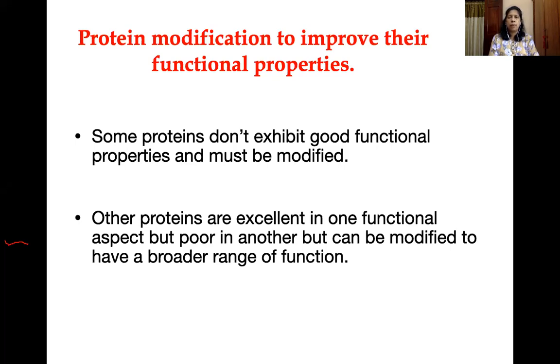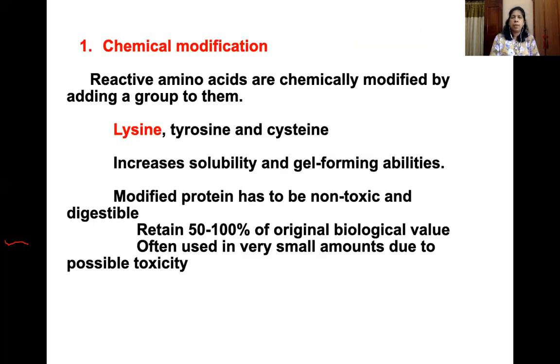The gluten protein plays another role, and the soy protein another role, and the pea protein another role. Like meat protein, fish protein, different types of proteins are playing different roles in different situations. So how can we modify the protein to make them play a better role in the respective food system? We can do chemical modification, where reactive amino acids are chemically modified by adding a group to them. For example, lysine, tyrosine, or cysteine modification increases solubility and gel forming abilities.